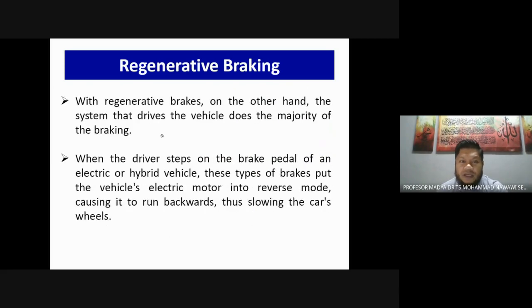Right. With regenerative brakes, on the other hand, the system that drives the vehicle does the majority of the braking. When the driver steps on the brake pedal of an electric car, these types of brakes put the vehicle's electric motor into reverse mode, causing it to run backwards, slowing the car wheels. So this is how the electric car, instead of using mechanical braking, actually uses the motor itself, where you apply a reverse torque so that it works in reverse mode.